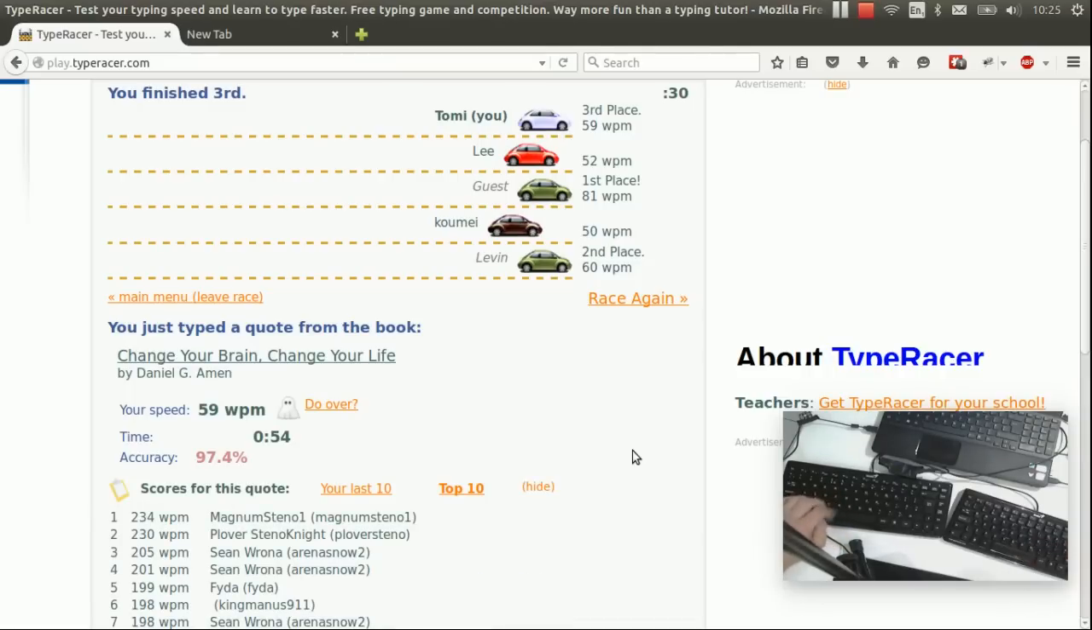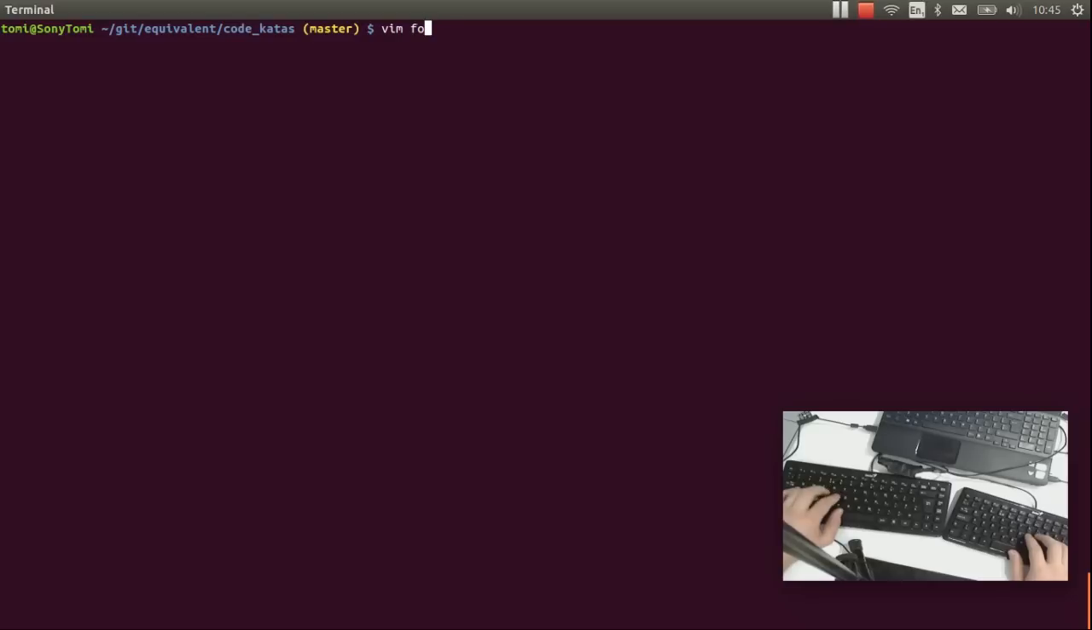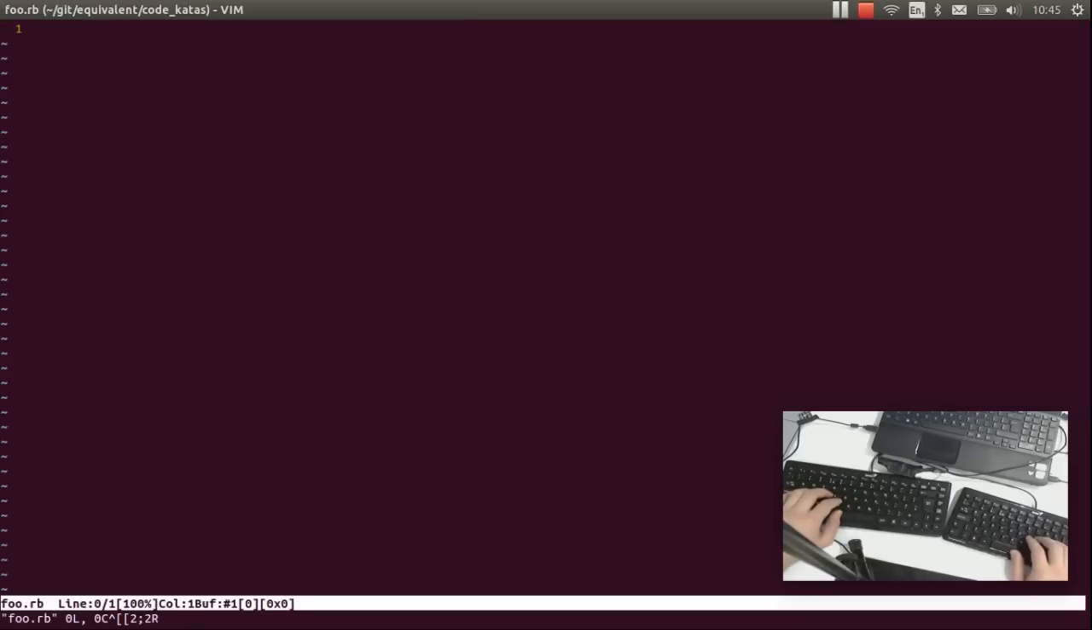I ended up with 59 words per minute. My average is around 50. Here is an example of me writing code in the Ruby programming language.